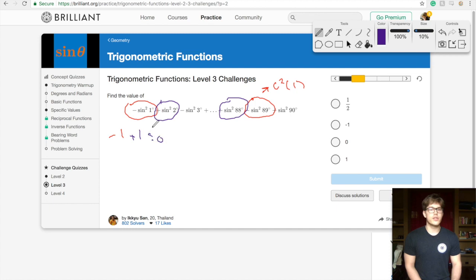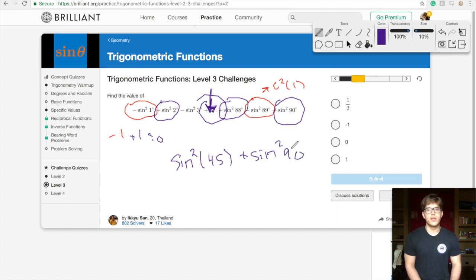So what doesn't cancel out? Well, our centermost term that's not going to cancel out because it's not going to have a pair is going to be sine squared of 45 degrees. And then this last term didn't get used either. So we're going to be adding sine squared of 90. And let's wait one more second. Is our sine squared of 45 going to be positive or negative? Yeah, so this is going to be a minus sine squared of 45.